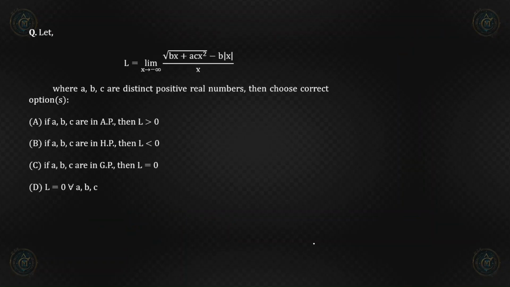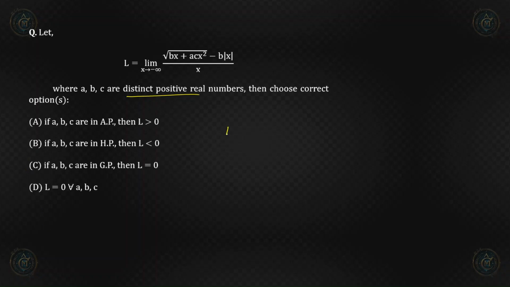Okay, this problem is saying: let L equal limit x tending to minus infinity of root under bx plus ac x square minus b mod x, divided by x, where a, b, c are distinct positive real numbers. So a, b, c are distinct and positive. This information is very much important. We will see later. Then choose correct options. We have to pick the correct options. Note that this is a multiple correct type question, so one or more than one options may be correct.